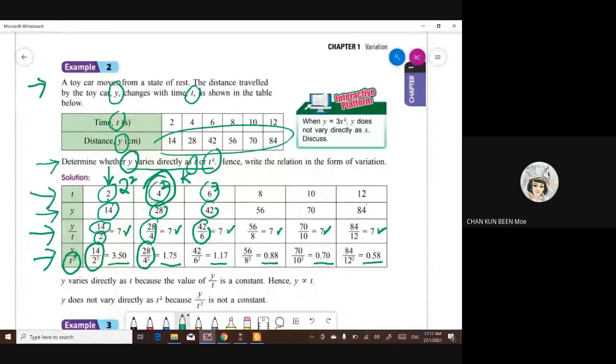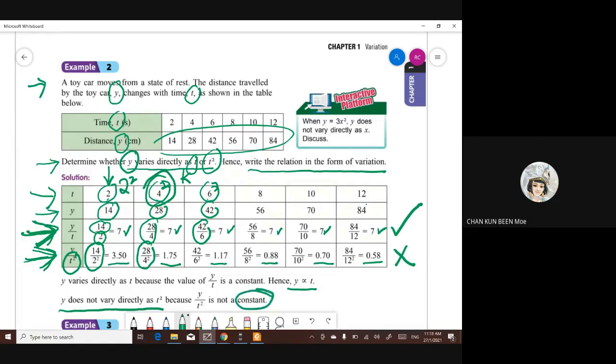So you can answer already because they ask you to write the relation in the form of variation. The one that we have variation is this one. The one that we don't have variation is this one. Okay, so how are you going to answer? Actually, you are just going to answer this one. Y varies directly as t. This is the answer. And then for this one, y does not vary directly as t squared because y over t squared is not a constant. That is how you find out whether they vary directly or not.